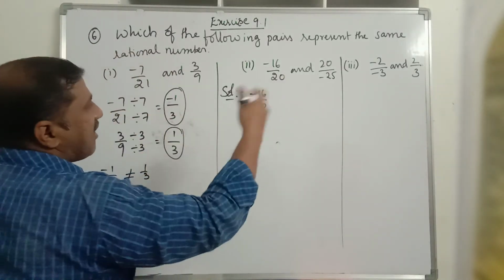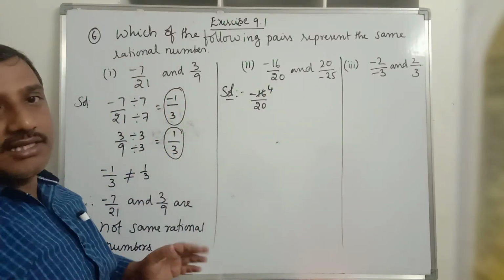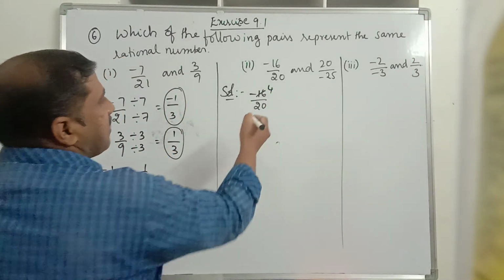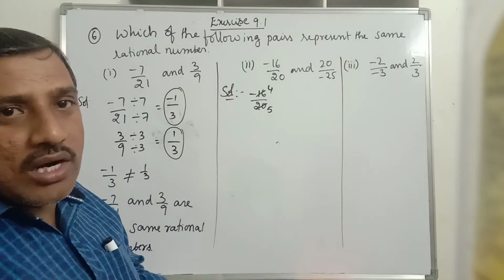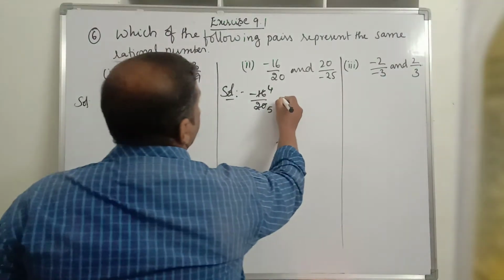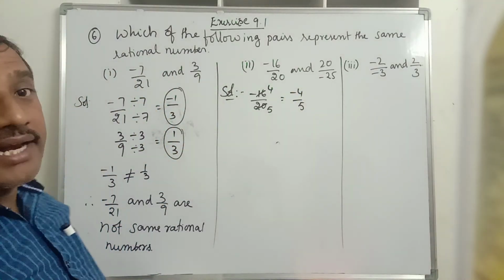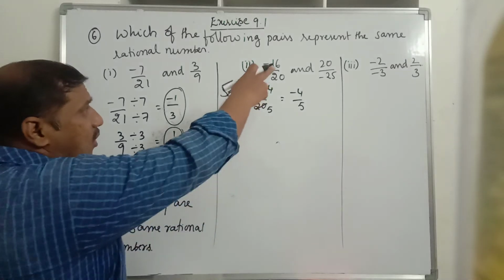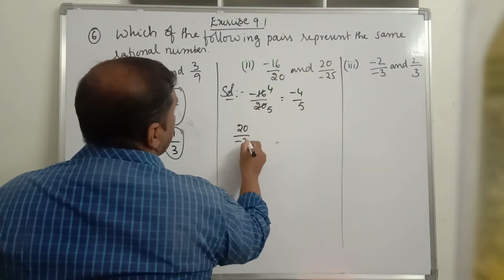Instead of like this, you can even go for the cancellations. 4 4s are 16. 16 minus 16 is 0. Then 4 5s are 20. Now 4 and 5 are consecutive numbers, they are co-prime numbers. Therefore the simplest form is minus 4 by 5. Now the second one is 20 divided by minus 25.